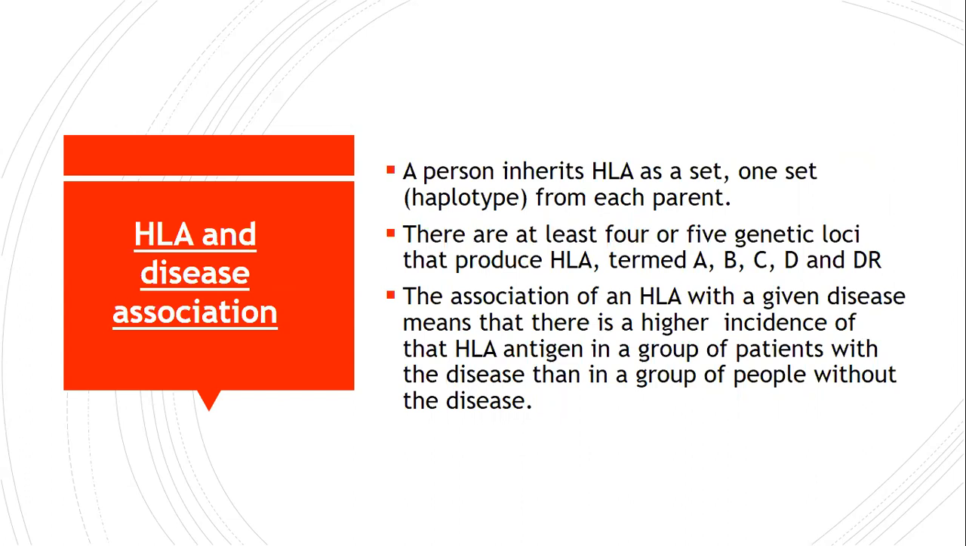A person inherits HLA as a set, one set, a haplotype, from each parent. There are at least 4 or 5 gene loci that produce HLA, which are termed A, B, C, D, and DR. The association of HLA with a given disease means that there is a higher incidence of an HLA antigen in a group of patients with the disease than in a group of people without the disease. So this is called the HLA association. In a particular disease, individuals carry that HLA antigen more frequently than others.